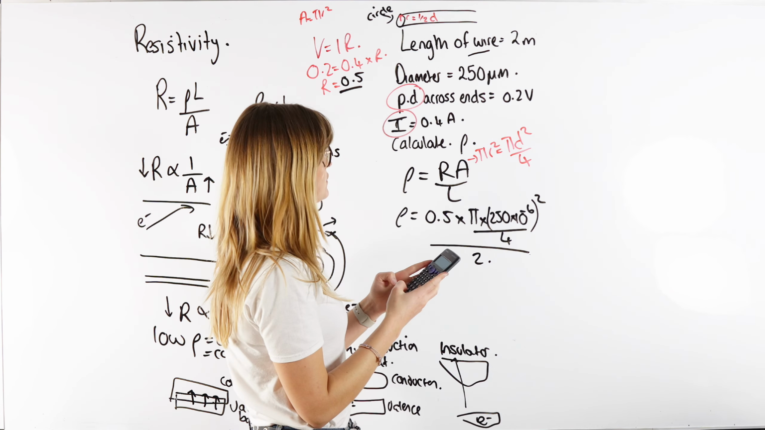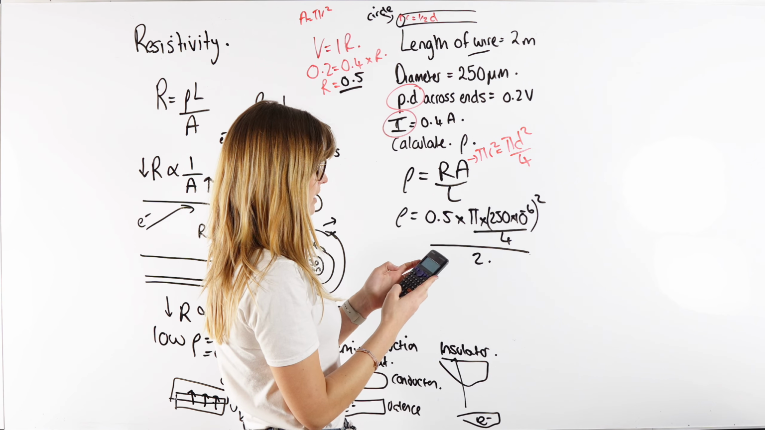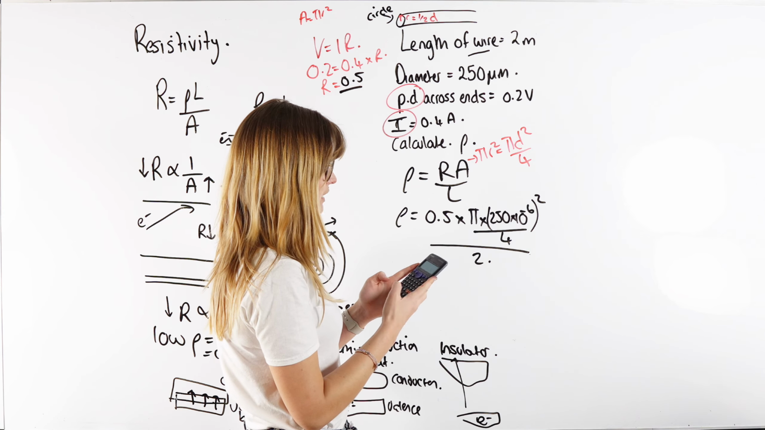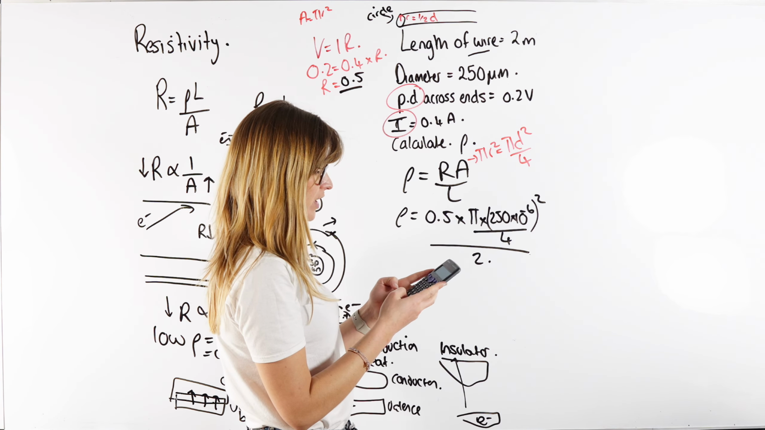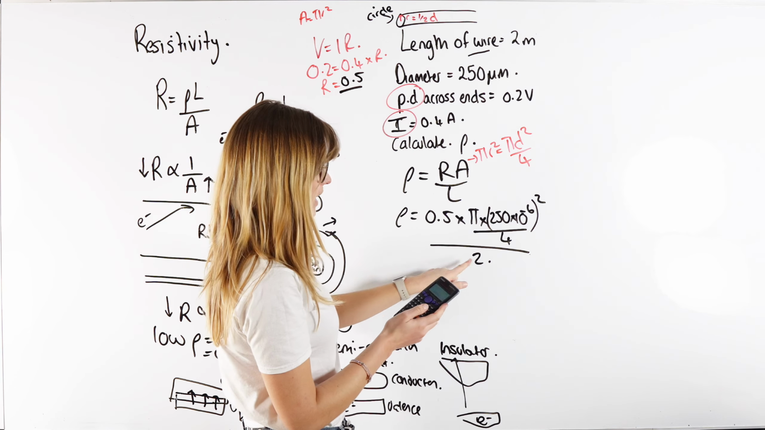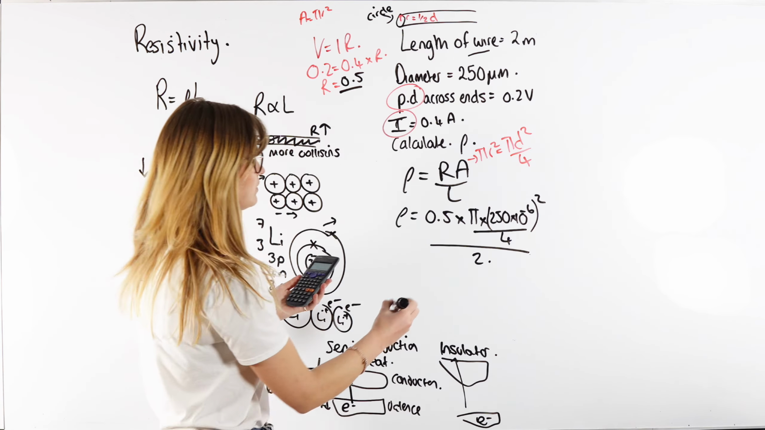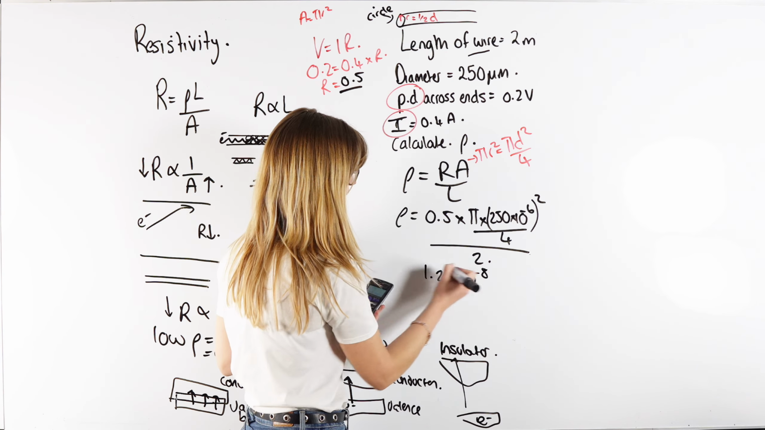So I'm going 250 times 10 to the negative 6. I'm going to square that number. I'm going to multiply by pi. I'm going to divide by 4 to get what my cross-sectional area is. I'm going to multiply by the resistance, which is 0.5. And we're going to divide by the length, which is 2. When we do that, we're going to get a resistivity of 1.23 times 10 to the negative 8.